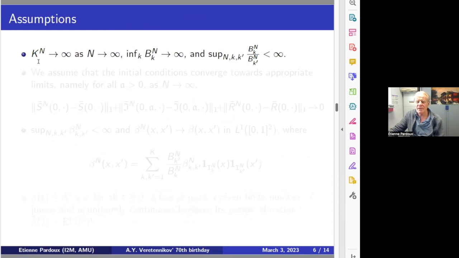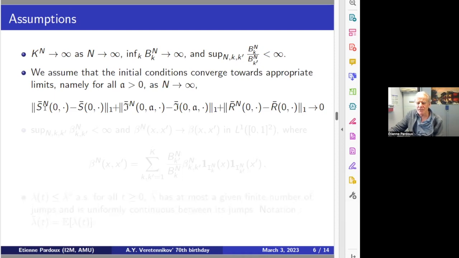We assume that as n goes to infinity, K^n, the number of sites, of patches, goes to infinity. We assume that the number of individuals in each patch goes to infinity as n goes to infinity. This is just a condition, and also that the ratio remains bounded, so the number of individuals in the various patches are of the same order. These are only conditions on the initial conditions. Then we assume on the initial conditions that the proportions of susceptibles, of infected who have been infected less than a, and of removed, converge in L1 of (0,1).